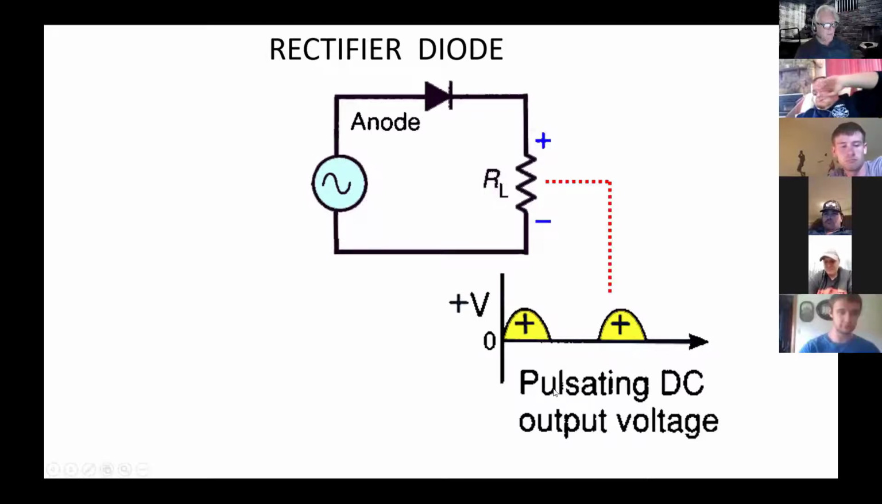It's still considered DC because it's going in one direction. That's the differentiating feature between AC and DC, whether or not it's going two directions or one.